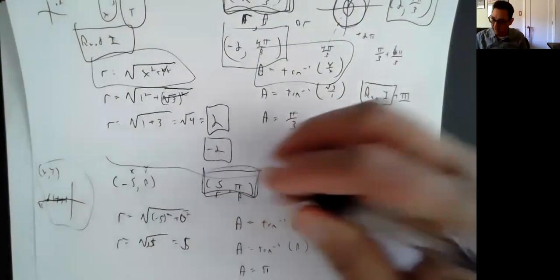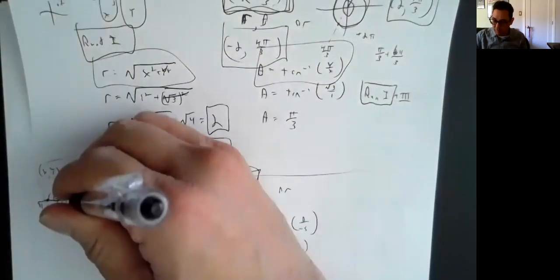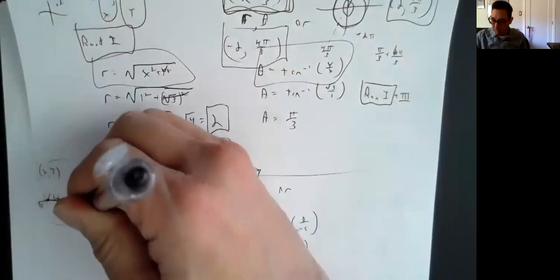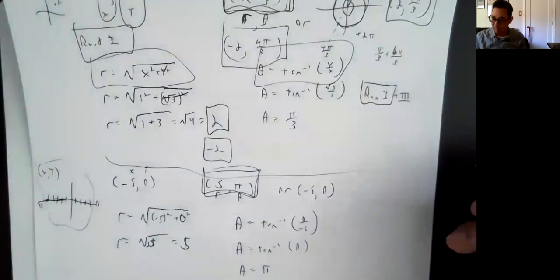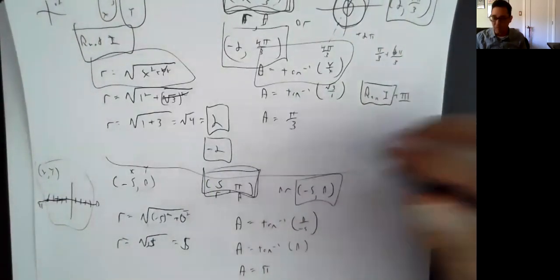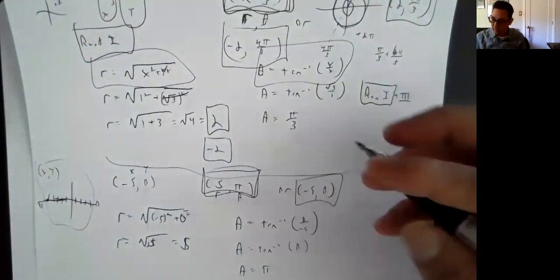All right, so that's your main answer. Or you could go to 0, ring 0, and go back to -5. So you could do -5, 0. That's another way to write it. That would also be considered true, all right?